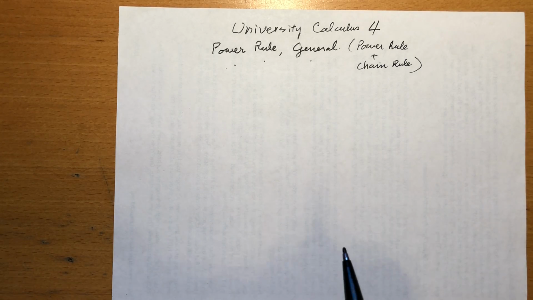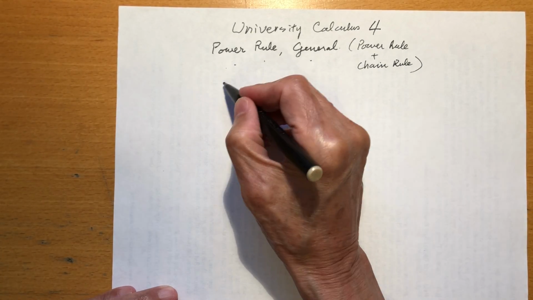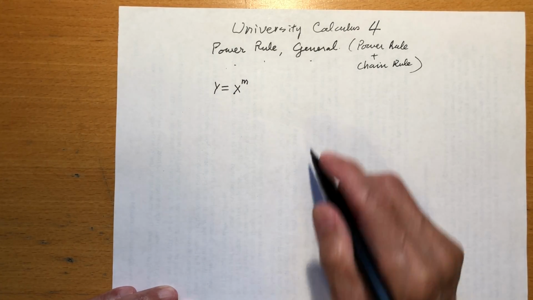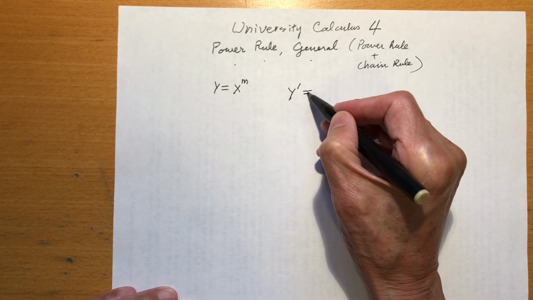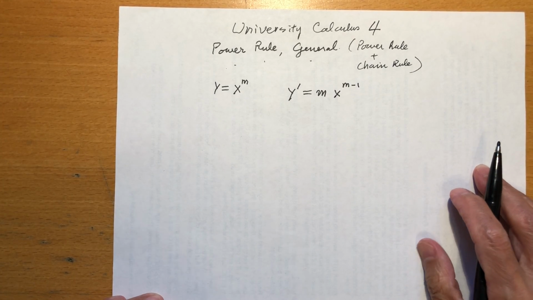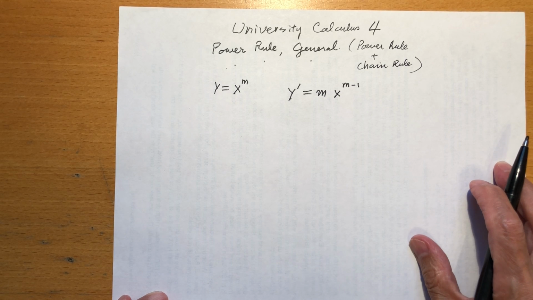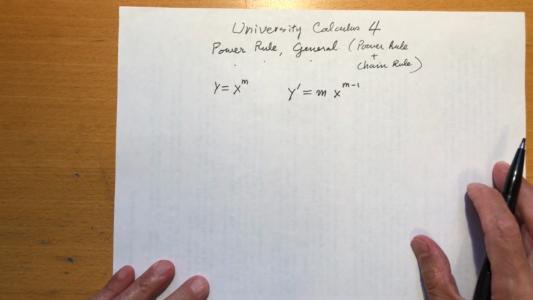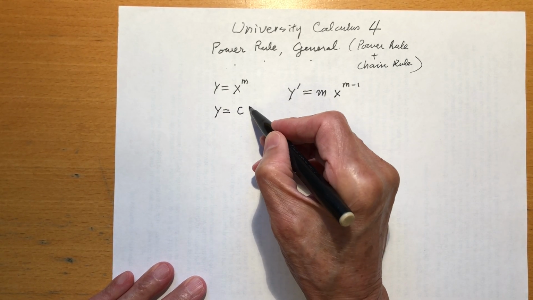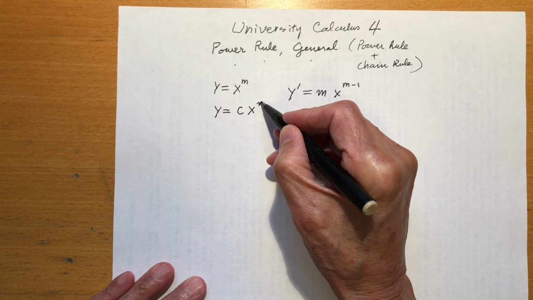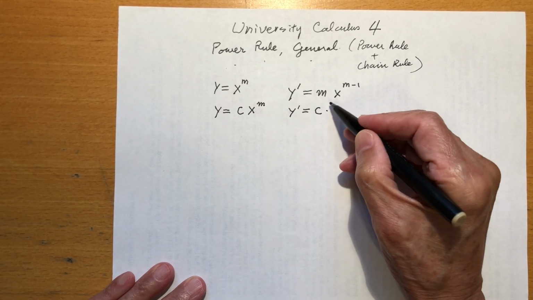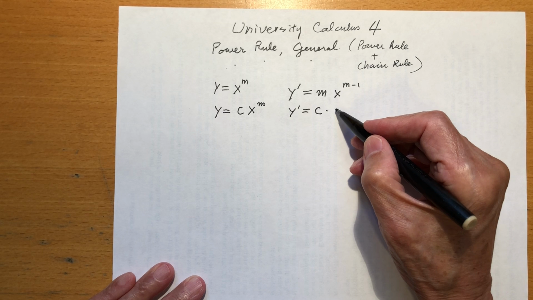The power rule says, if you have y equals x to the power m, then the derivative y prime is m x to the m minus 1. Now this is called a power rule. Or you can have a constant multiple, which means if your function is constant times this, then your derivative is, you keep the constant, and this part is just the power rule.